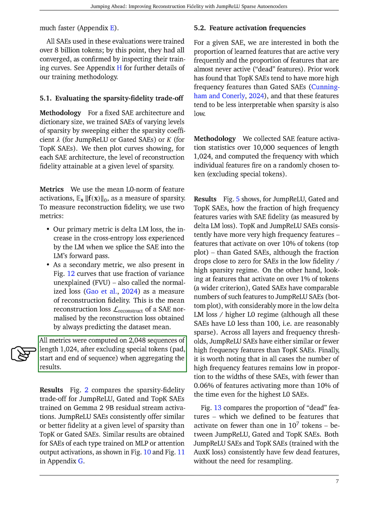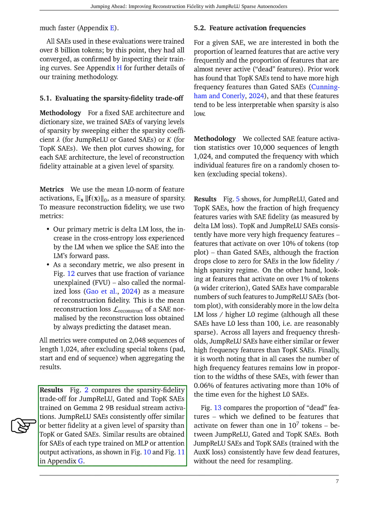Section: Results. In this section, we compare the trade-off between sparsity and fidelity for different types of sparse autoencoders, SAEs, specifically JumpReLU, gated, and top K SAEs, using the activations from the Gemma 29B residual stream. Our findings indicate that JumpReLU SAEs consistently provide similar or even better fidelity at a given level of sparsity compared to top K or gated SAEs. We observe similar outcomes for all SAE types when trained on MLP or attention output activations, as illustrated in additional figures in the appendix.